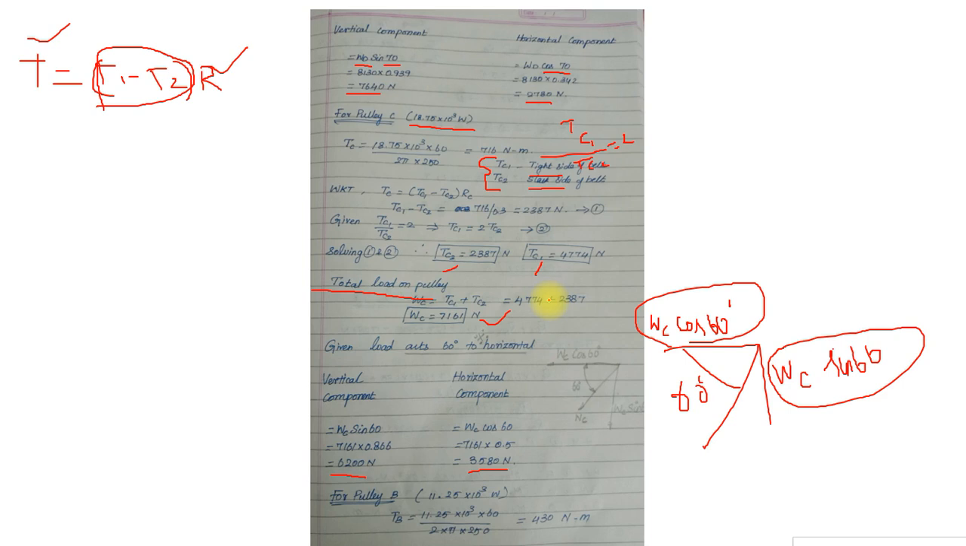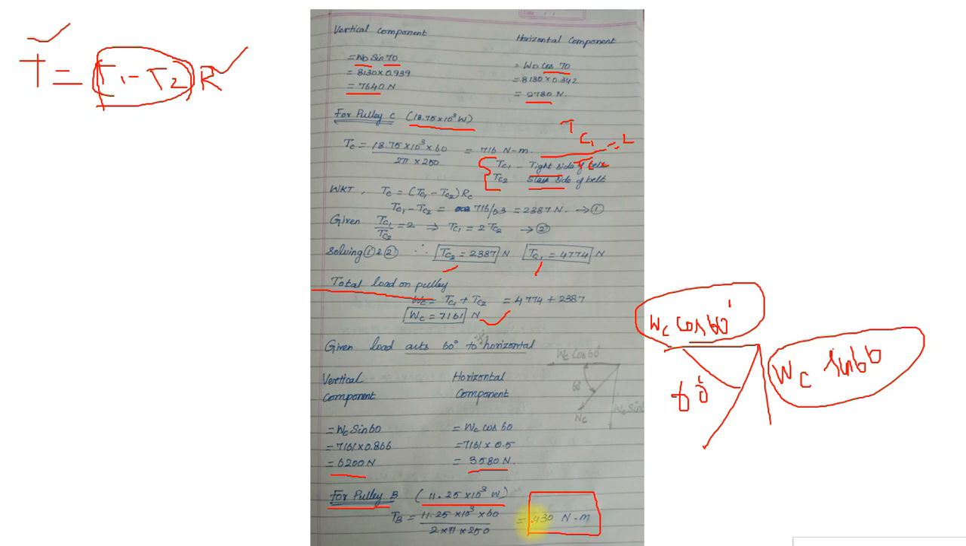Okay, so I have completed pulley C, and now I am proceeding to pulley B. I know that in pulley B the power is 11.25 kilowatt, which is nothing but 11.25 into 10 to the power 3 watt. We know the formula for power: P equals 2 pi N T divided by 60. Using this formula I found the torque available at pulley B is 430 Newton meter.